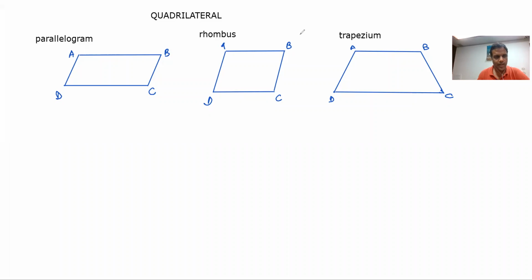Hi students, today I'm going to talk about the chapter quadrilateral, and within that chapter I'm going to discuss the three shapes, which are parallelogram, rhombus and trapezium. Now there is something common between all these three shapes, and that is that we have a couple of sides parallel to each other, which means in the case of parallelogram, AB is parallel to DC, and the opposite sides AD is parallel to the side BC. This is very important. We are talking about parallel lines in a parallelogram.